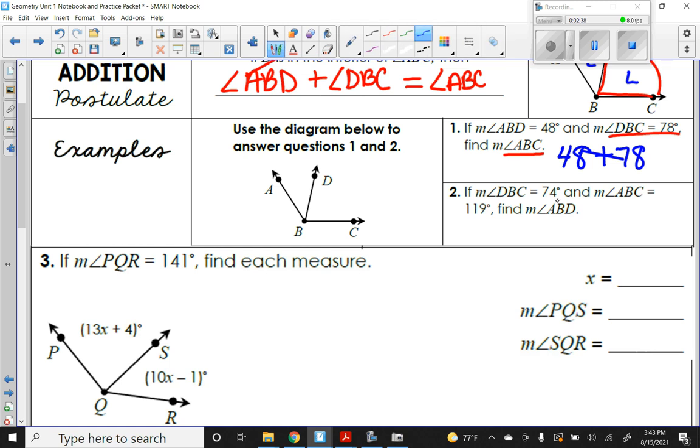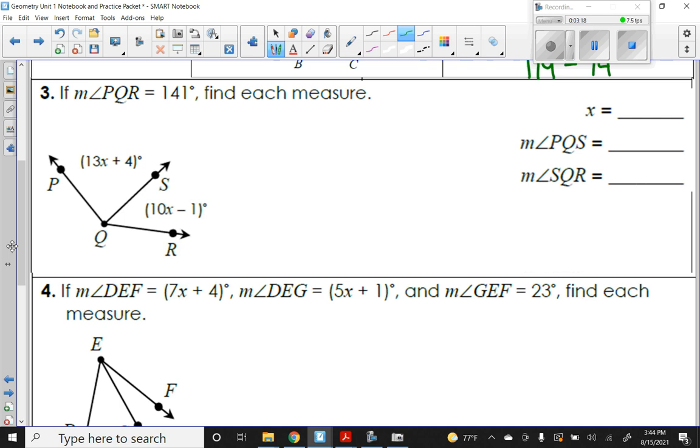So for number 2, DBC is 74. There's that labeled. I'll cross it out because I already have it labeled. ABC is 119. We're trying to find ABD, and that is this green part. So this is a subtraction. In your calculator, you would put 119 minus 74, and that's how you would get the answer to number 2.